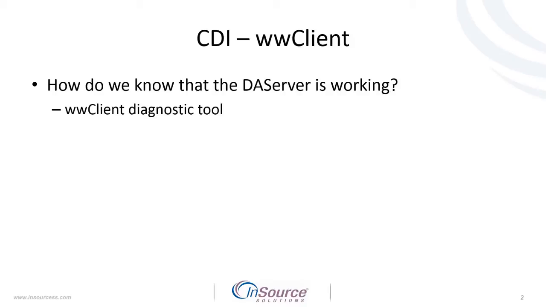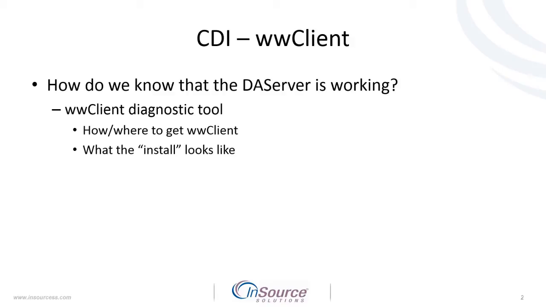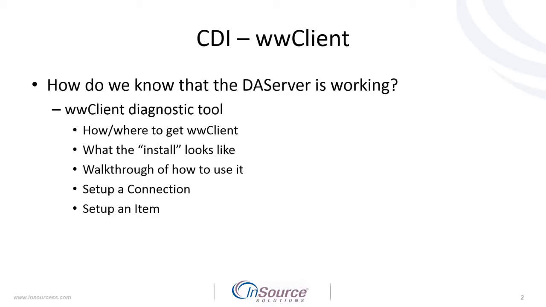I use it quite frequently when I'm installing or setting up new DA servers, as well as when I'm troubleshooting an existing DA server. This can help pinpoint where problems might be coming from. We'll look at how and where to get the WWClient tool, and what the installation of it looks like. It's very, very simple. We'll walk through how to use it. We'll set up a connection, and then we'll set up an item, and we'll discuss what each of those are. Then we'll also take a few moments and talk about some of the potential things that WWClient can do that you need to be careful of.